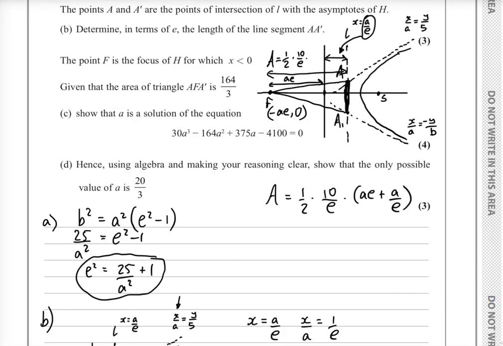Part D. Hence, using algebra and making your reasoning clear, show that the only possible value of a is 20 over 3. So because it's a cubic, I'm going to use that to help me. If a is equal to 20 over 3, then 3a minus 20 equals 0, and that's one of my factors.